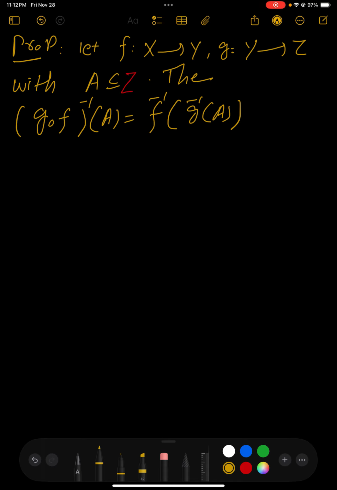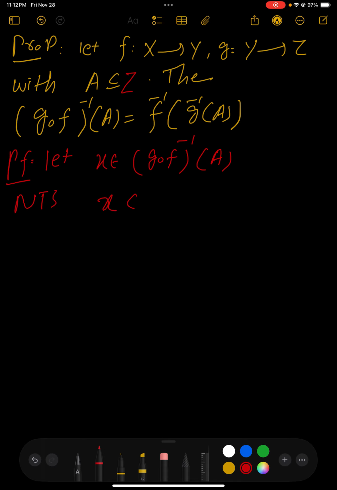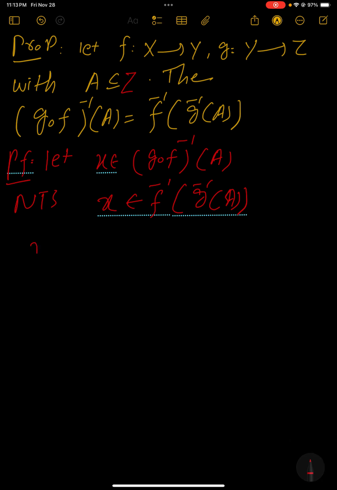Okay, so now to prove that, again we will take an element x. So let x belong to the inverse image of A under the composition of g and f. We need to show that x belongs to f inverse of g inverse of A. Very easy, again both inclusions, but easy to do. So if x belongs to the inverse image of A under g composed with f, this means that g of f of x belongs to the set A.